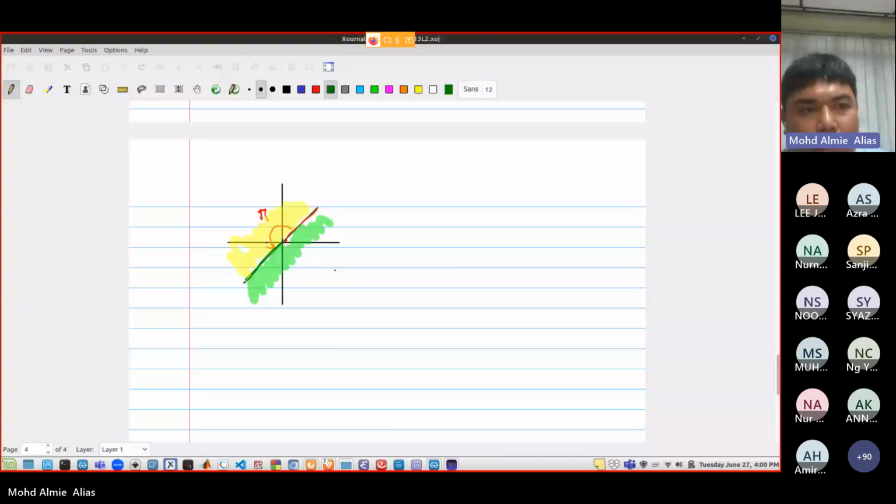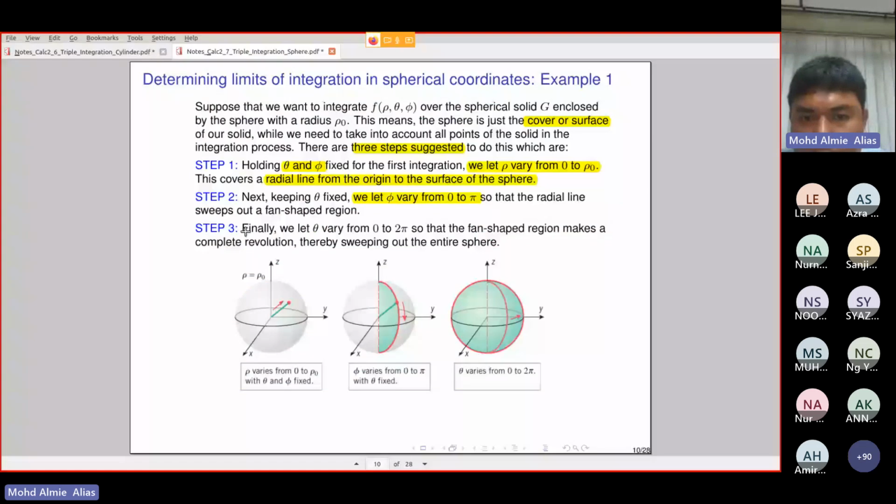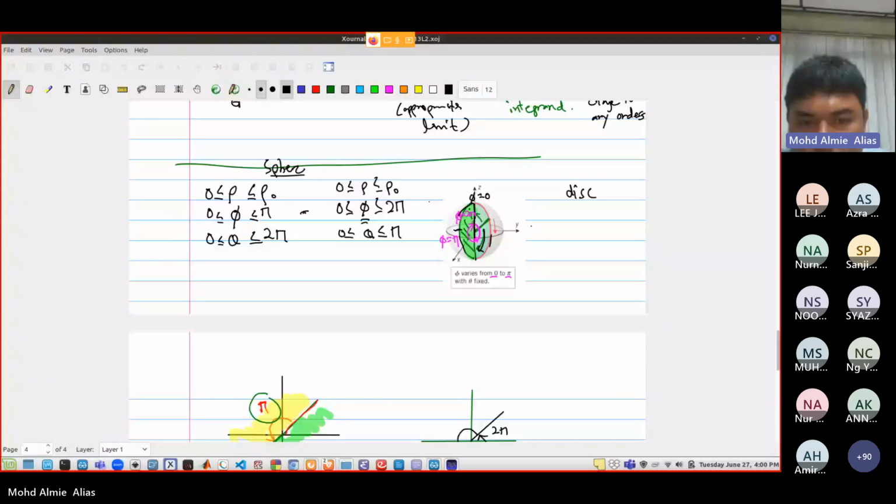But of course, if you have something like this, you need to rotate it for 2 pi in order to have a complete revolution. But if you have both lines here, then we just need pi. It's similar to what we have here. If you decide to have a full disk, then your theta will be from 0 to pi. So you choose whether you want this to be pi or 2 pi, then the upper boundary for theta will be changed accordingly.